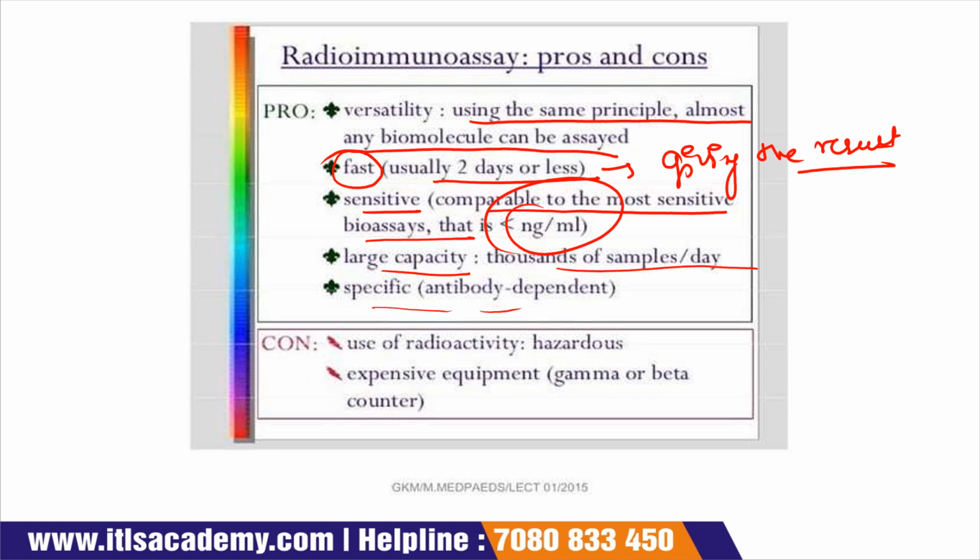But along with the advantages, it also has disadvantages. It uses radioactivity, so it causes a hazard. The equipment is very expensive because we are using a gamma or beta counter. When we use this gamma or beta counter, the use of this equipment is very expensive. So these are some advantages and some disadvantages of radioimmunoassay.